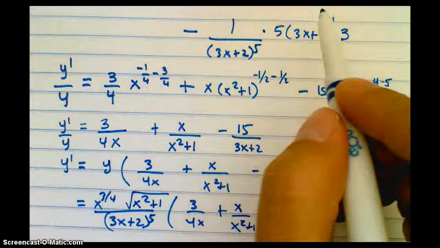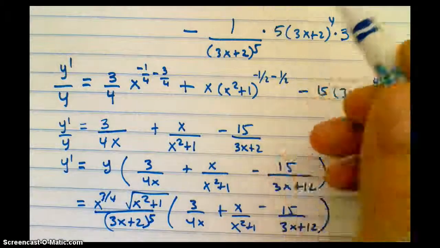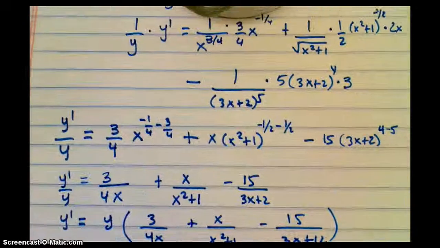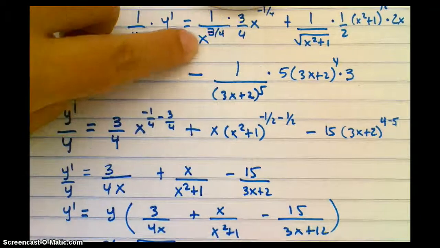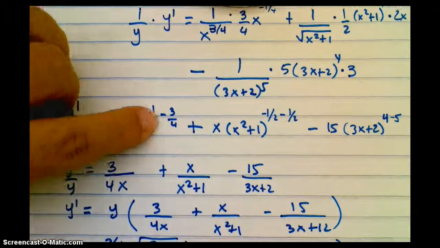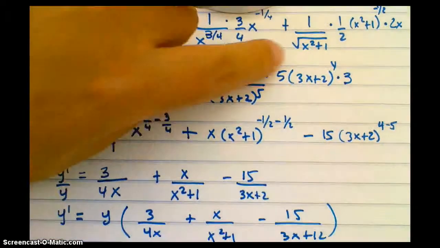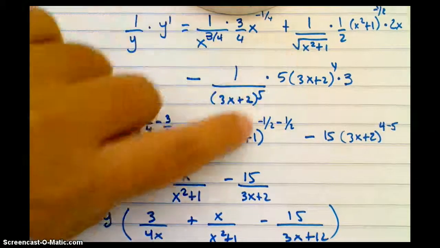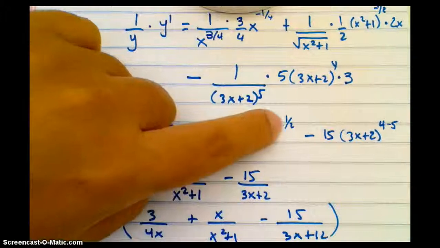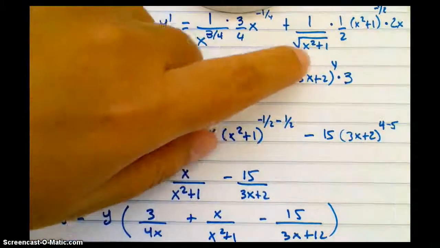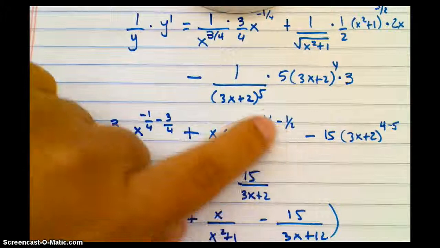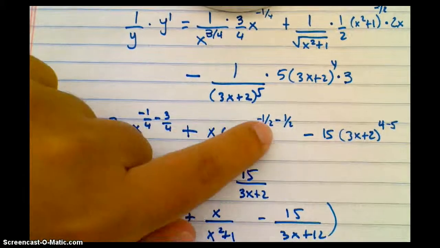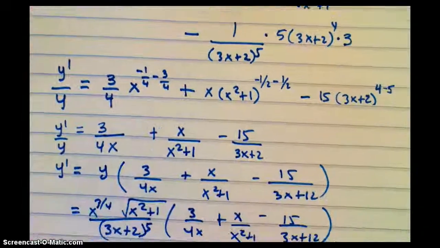Ta-da! Okay, so let's simplify. I had before x divided by x to the -1/4 divided by x to the 3/4, so I'm just writing it as subtraction because they are dividing. Then I had (x squared plus 1) to the -1/2, and then I had another one in the denominator, so I'm just subtracting the exponents because they have the same base. And then in here I did 3 times 5, which is 15, and then this is (3x plus 2) to the 4th over (3x plus 2) to the 5th, so that just makes me subtract the exponents.